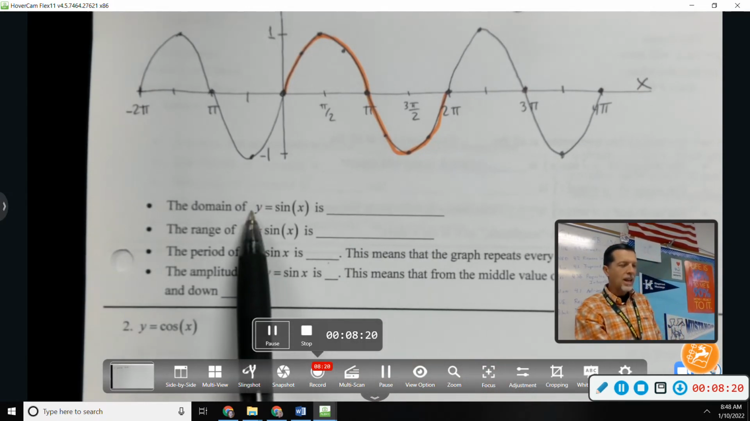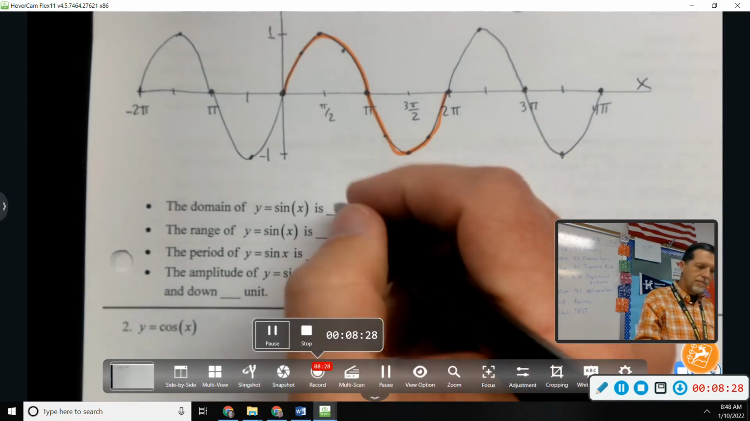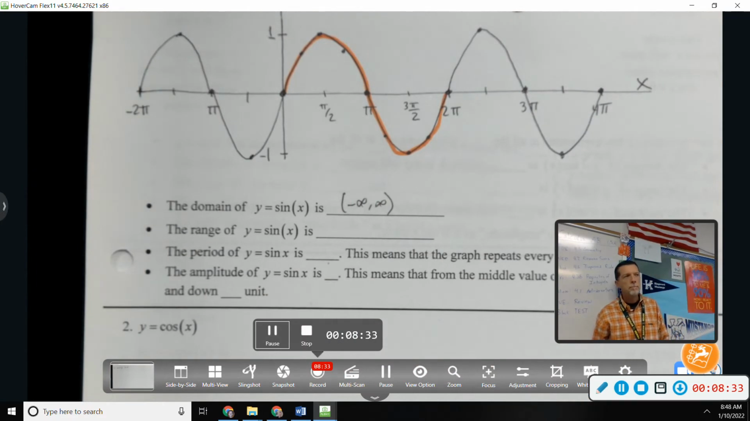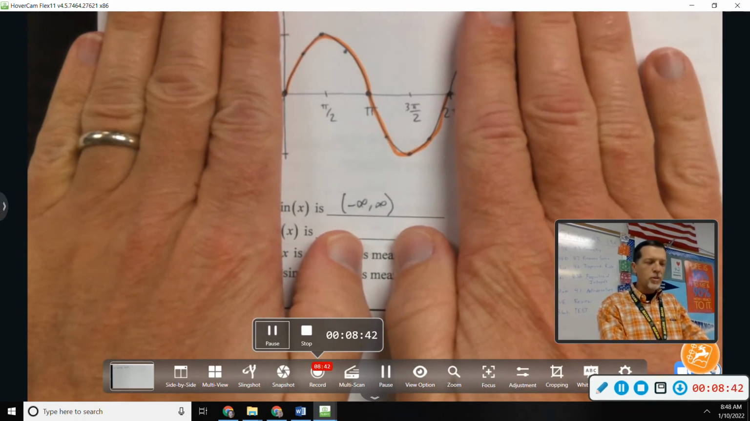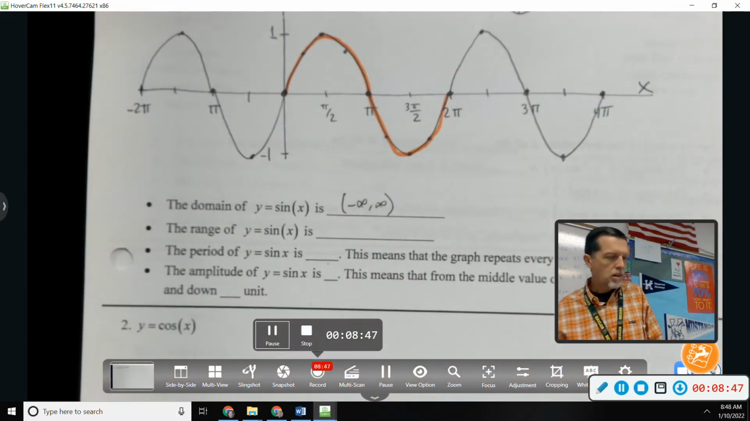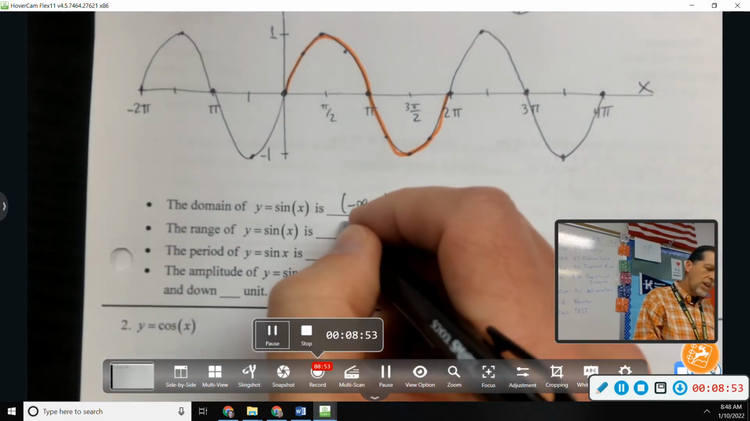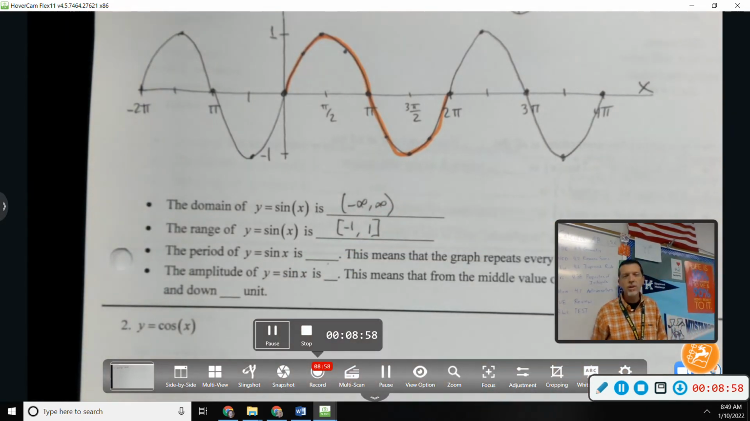What's the domain? Domain is x's. So negative infinity to infinity. It goes forever. Now, you have to be careful with that because sometimes you think, well, the domain is 0 to 2 pi. Like, no, the first cycle is 0 to 2 pi, but the graph goes forever in both directions. How about the range? Negative 1 to 1 with brackets because we do get to negative 1 and 1 at places.